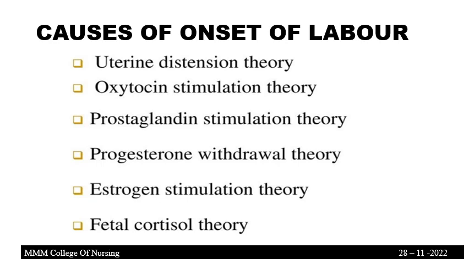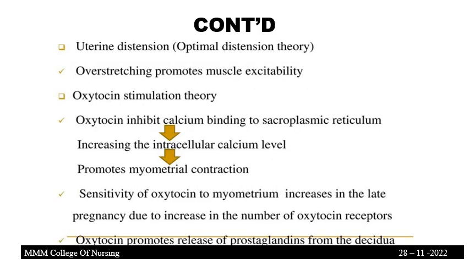And next we'll see about the causes of onset of labor: uterine distension theory, oxytocin stimulation theory. These are some of the hormones which are responsible for the onset of labor: oxytocin, prostaglandin, progesterone, estrogen and fetal cortisol. So these are the hormones. First is the uterine distension theory. Here the overstretching of the muscle promotes excitability of the muscles, thereby leading to labor.